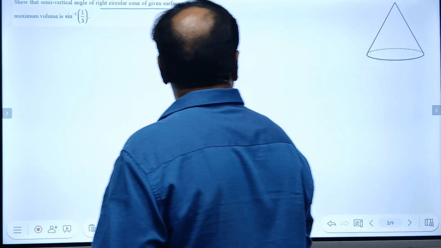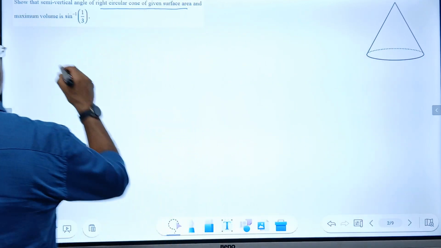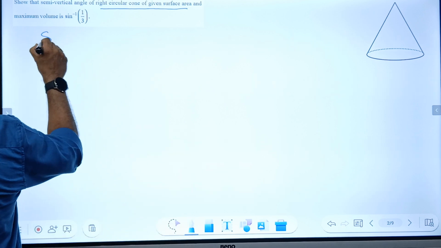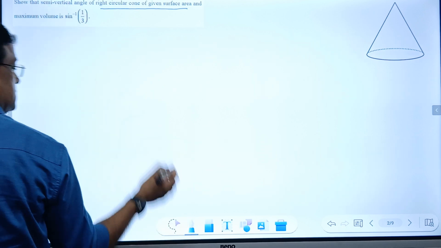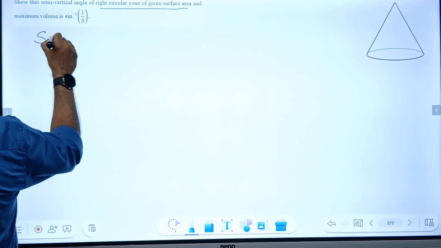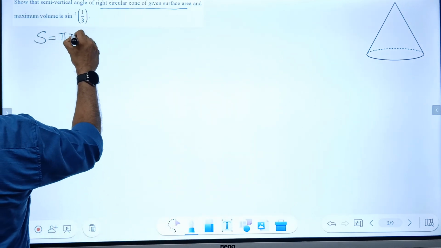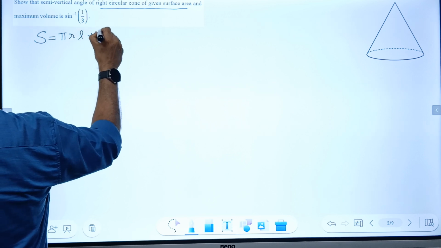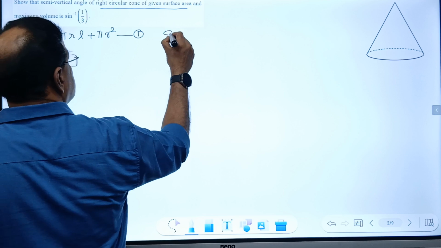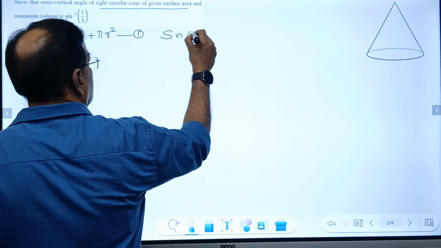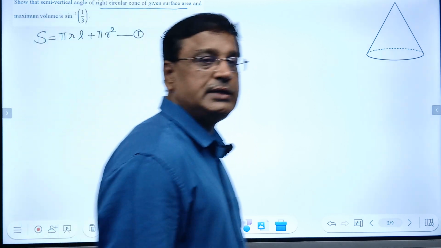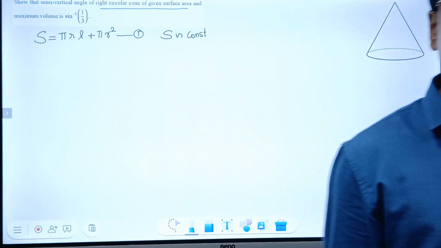Okay. Now what is given to you? It is given that the surface area is given to you. So what is surface area of a cone? Surface area of a cone is pi r L plus pi r square. Call this as 1. So here S is a constant, because that is what is given to you. Surface area is given to you, therefore S is a constant. Everything else is a variable.